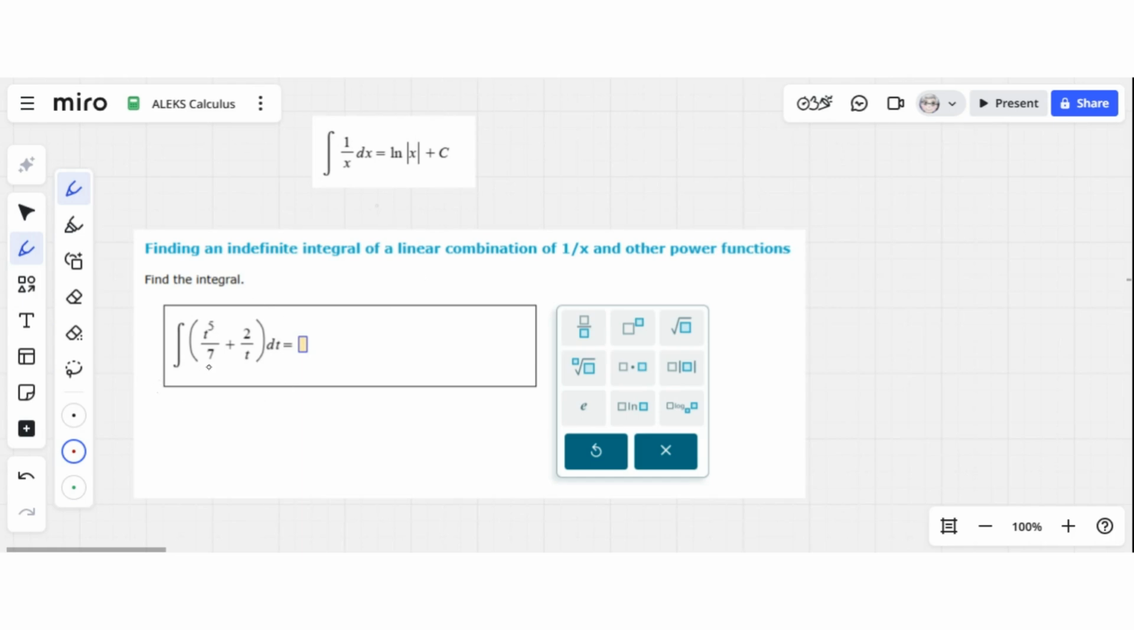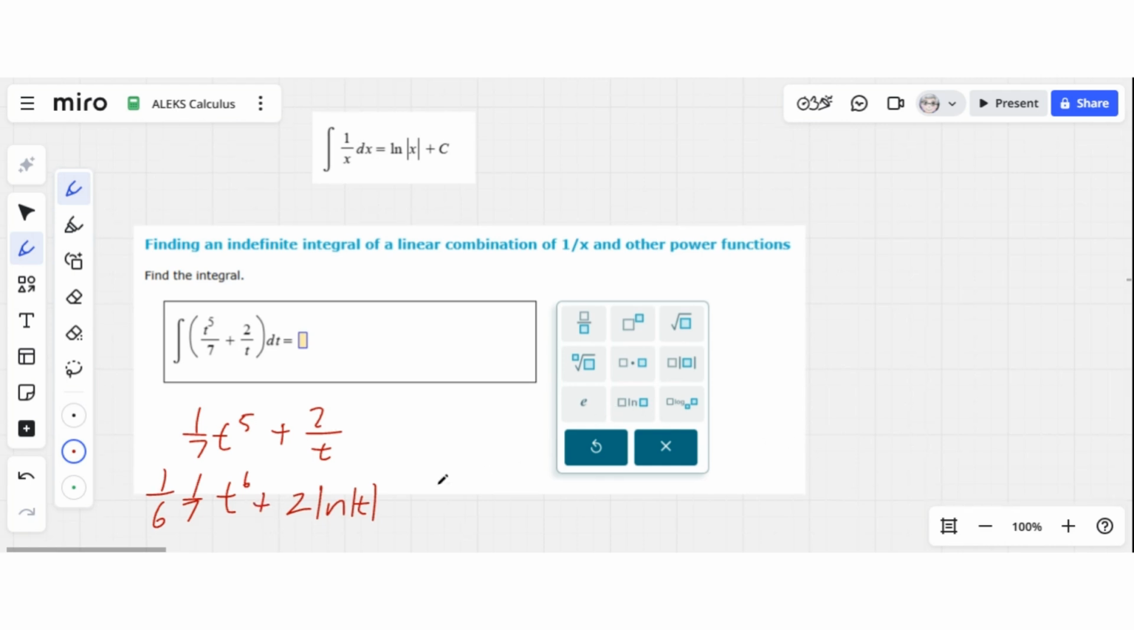So if we look at this first problem, we've got t to the fifth over 7. Well, that's just 1/7 t to the fifth. For that part, we're just going to apply our power rule in reverse. So we're going to raise the power to t to the sixth, and then we're going to multiply this 1/7 by the reciprocal of the power we raised it to. And then for this part, plus 2 over t, that's like the 1 over x. So that part's going to give us the natural log of the absolute value of t, and this constant just stays there along with it.